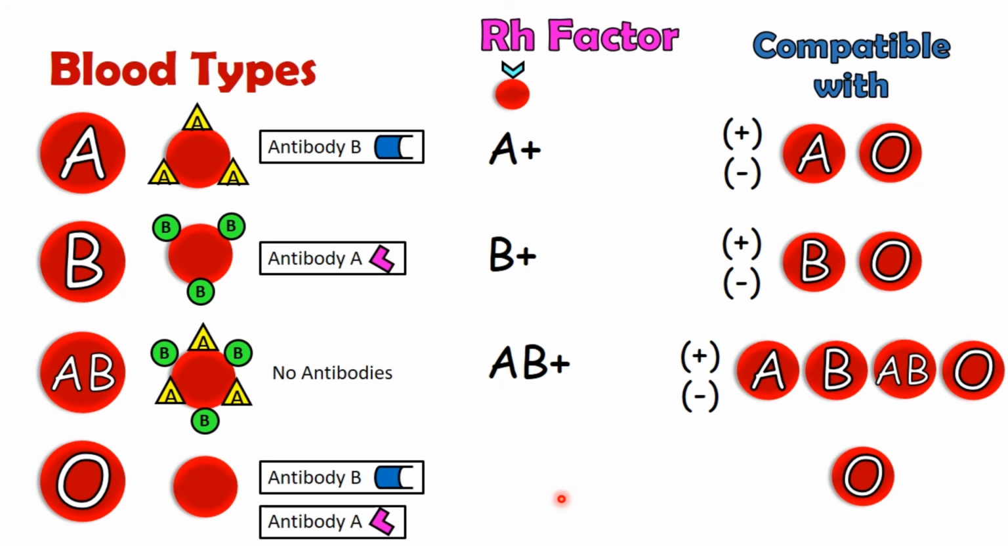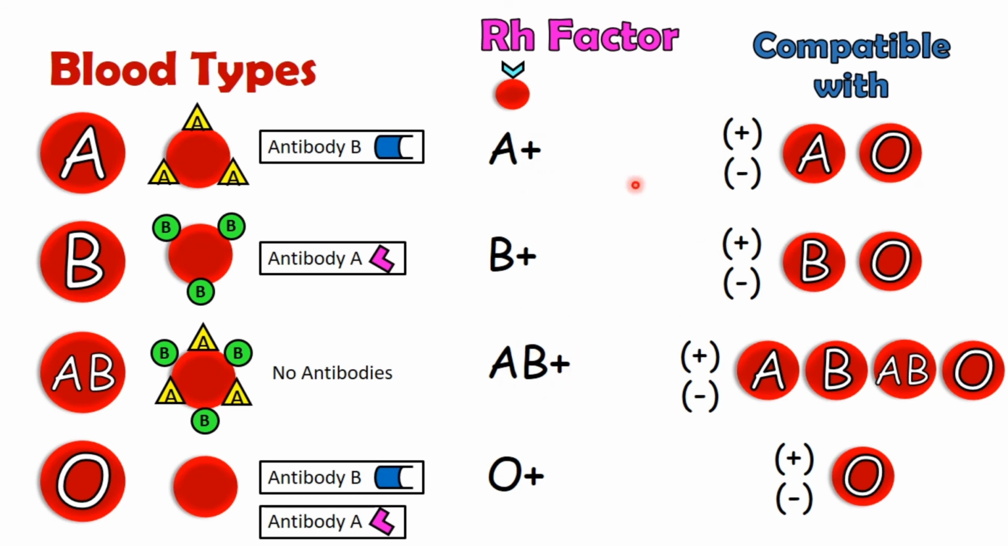Okay, and then the last one is O plus. O positive is the same as the others in that it will receive. It can receive from both O positive and O negative. O positive can receive from both O positive and O negative. Okay, this is the blood with the RH factor, which has the positive sign.